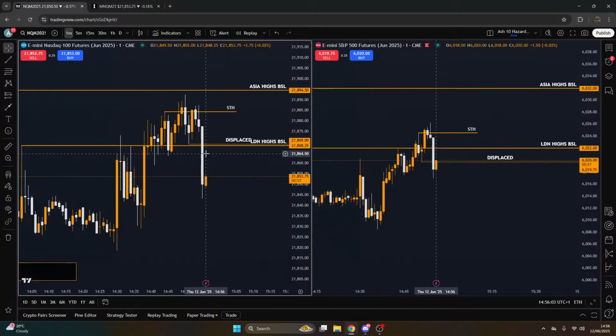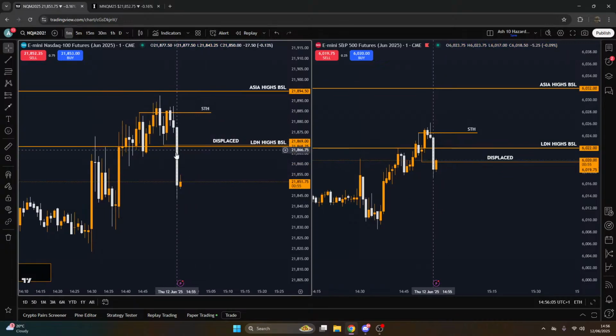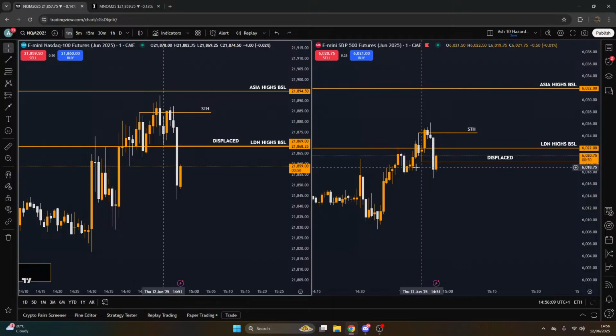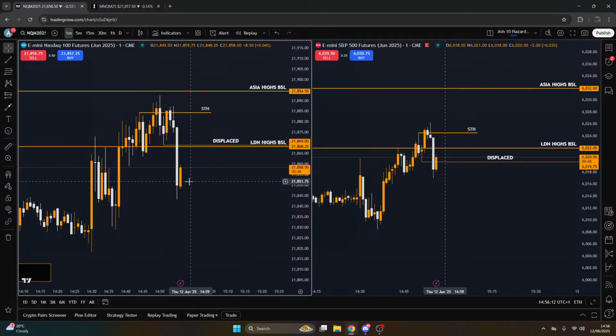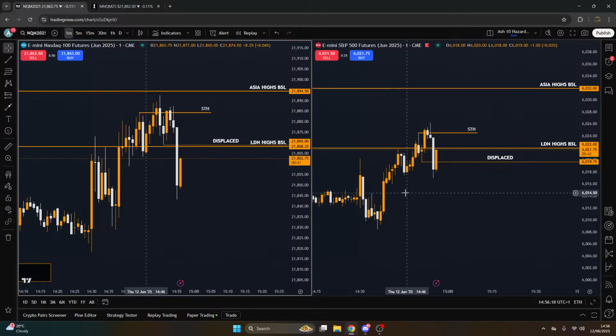So we got displacement between NQ and ES now. So there you have it. That's what I was talking about. The large candle move lower to displace through the short-term low. So we just had that happen now. So let's see if we get this 1 minute bearish gap.